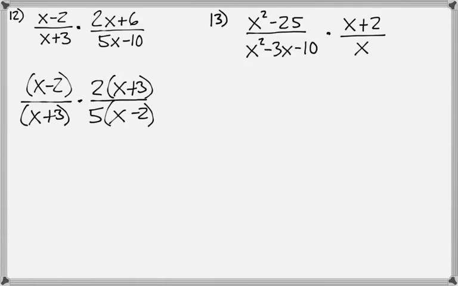So we notice that we have a lot to cancel out here, because I have an x plus 3 and an x plus 3. And then the x minus 2's can cancel out. And that will leave you with 2 over 5.